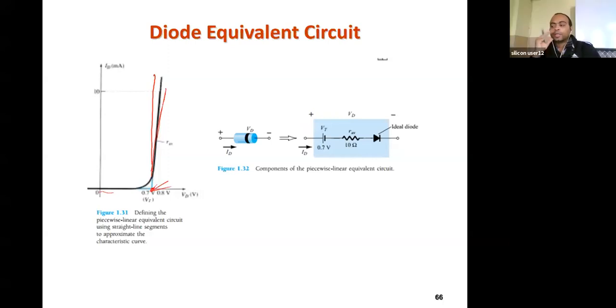So if it's a vertical line, that means what? At 0.7 volt, at that point infinite current is flowing, meaning it becomes a short, meaning its resistance is nothing. Similarly, in this section, the first section, how much is the resistance?